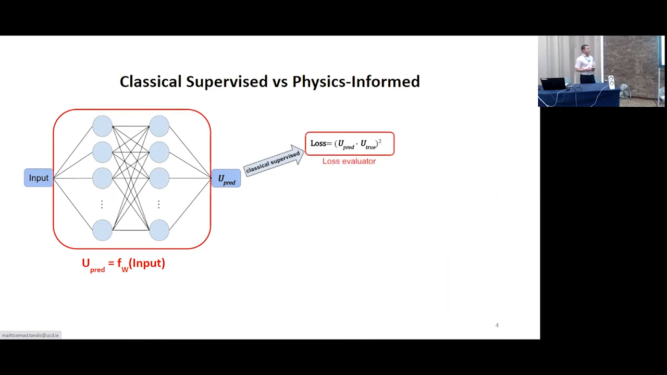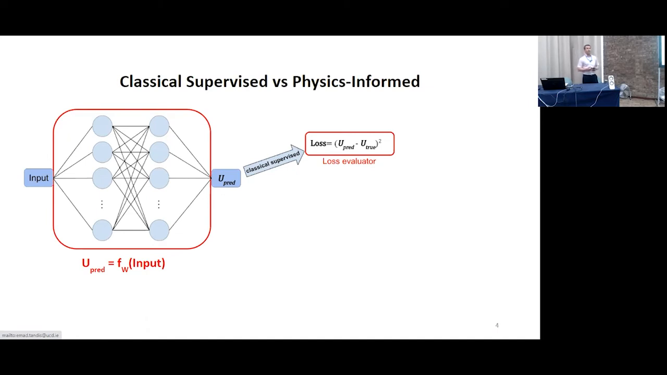So in order to train such a model, we need to define a quantity named loss. Loss in the classical supervised approach is the difference between the true data and the prediction. We want this difference to come to zero. So when we want to train a model, actually we want to minimize the loss with respect to the weights of the network. In that way, we find the weights of the network so that the prediction gets as close as possible to the true data. But this approach requires true data. For our case, it requires prior solutions.